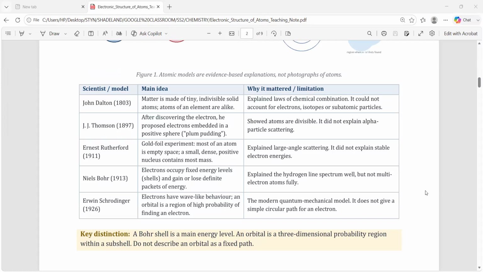Very good. So Niels' model of the atom explained the hydrogen line spectrum. That's the emission spectrum we are going to discuss today. He was able to explain it for only an atom with one electron. But when the atom now has multiple electrons, his theory started having issues. His proposal started having issues.